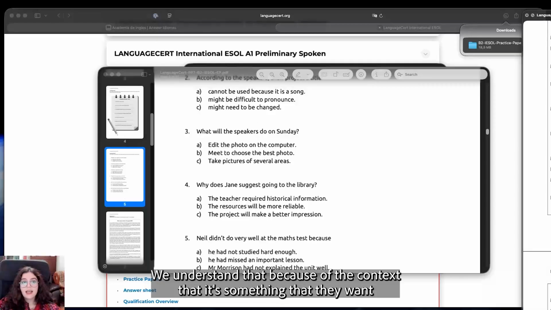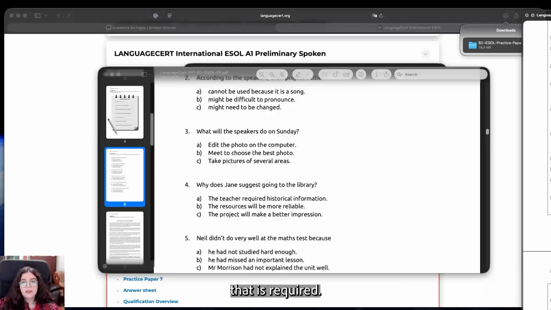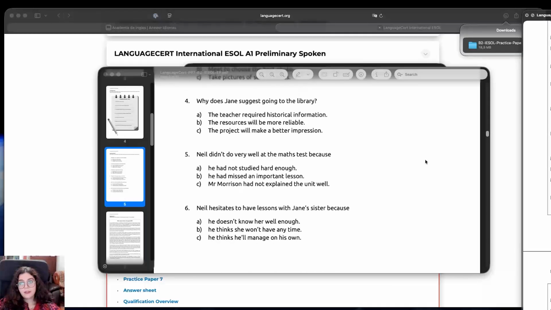We understand that because of the context, it's something they want to do to make a good impression on the teacher rather than something that is required. And that's the sample clue to listen for.